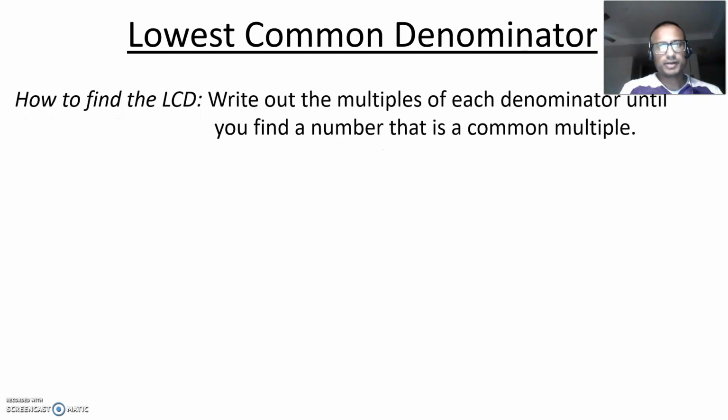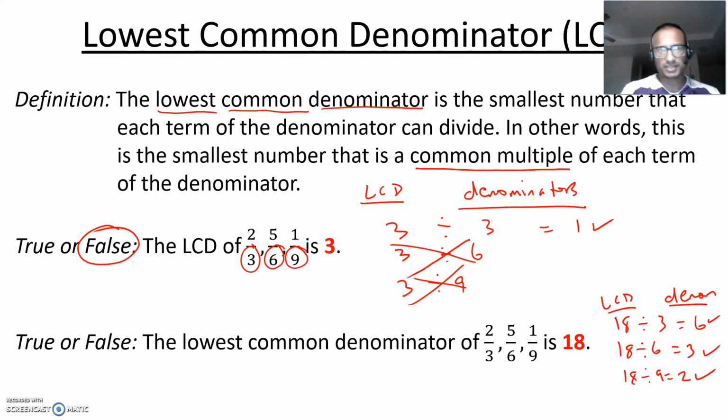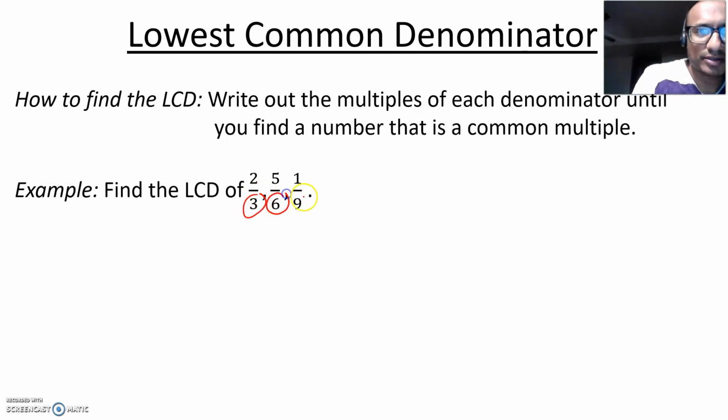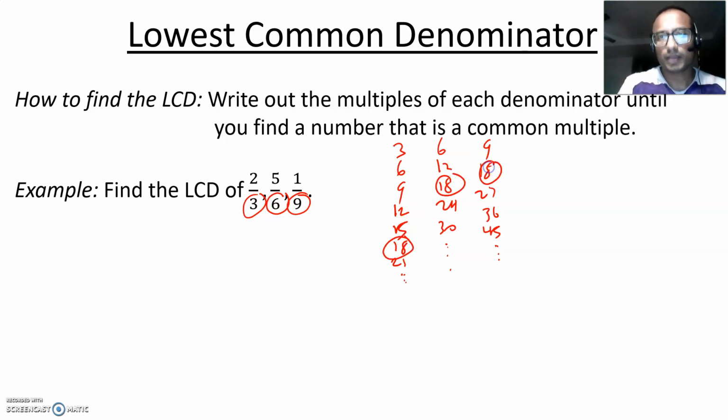Now, how do we find the lowest common denominator? Well, there are multiple ways, but the way I'm going to discuss is we're going to write out the multiples of each denominator until you find a number that is a common multiple. Okay, so we already know what the answer is. These are the same three fractions as the previous example. So we know the answer is 18, but how do we get that? So first, let's focus on the denominators, 3, 6, and 9, and let's list out the multiples of 3. We got 3, 6, 9, 12, 15, 18, 21, list out a few. For 6, we got 6, 12, 18, 24, 30, et cetera. For 9, we got 9, 18, 27, 36, 45. We want to find the smallest number that is a common multiple of all three, and that is going to be 18. So the least common denominator is 18.